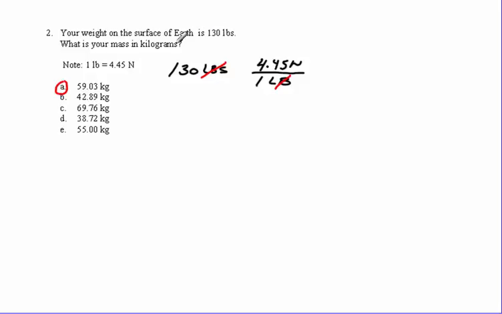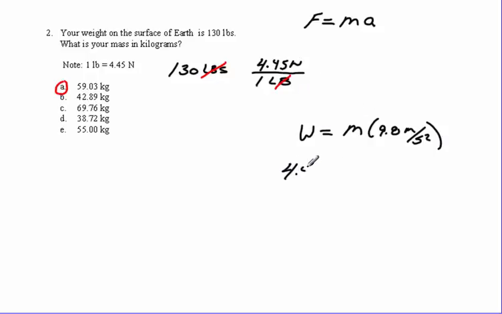But again, we want to get our mass. Now we know that force is going to equal mass times acceleration. And in this case, when we're doing weight, then we can basically say weight, which is a force, is going to be mass times 9.8 meters per second squared. Oops, let me come back on that. Let me fix that. Let's do the multiplication first. Let's take 130 times 4.45. That's going to give me 578.5 newtons.